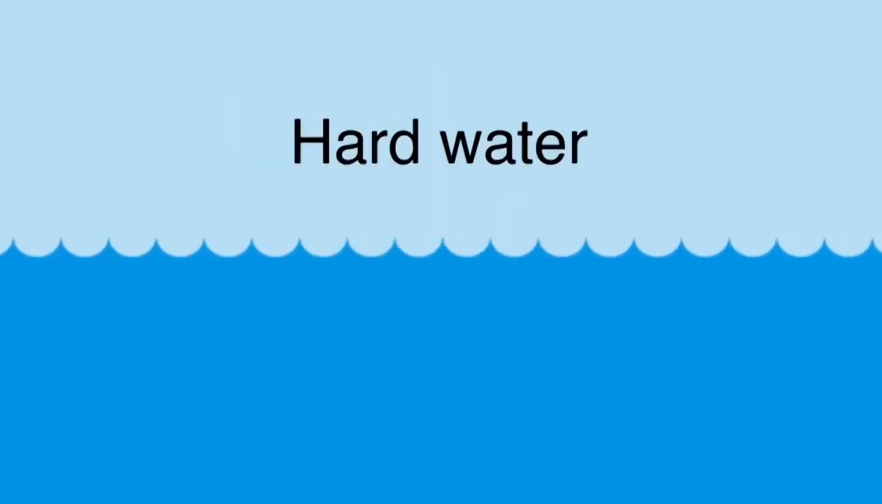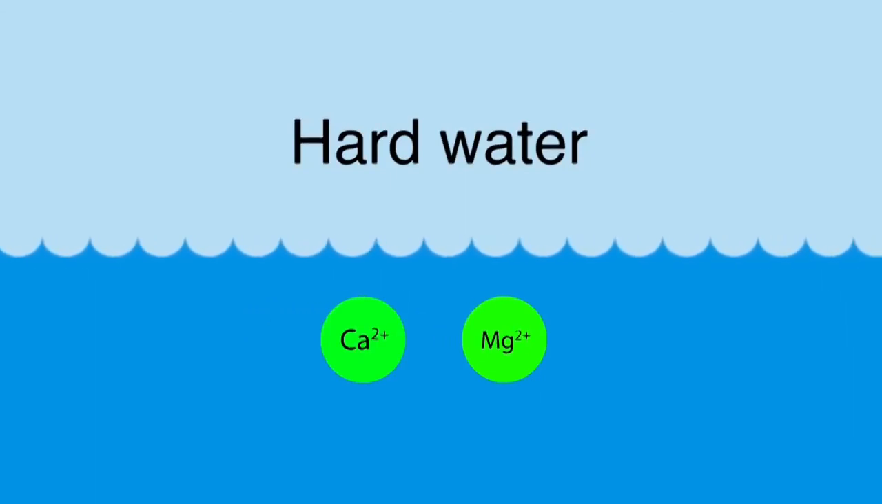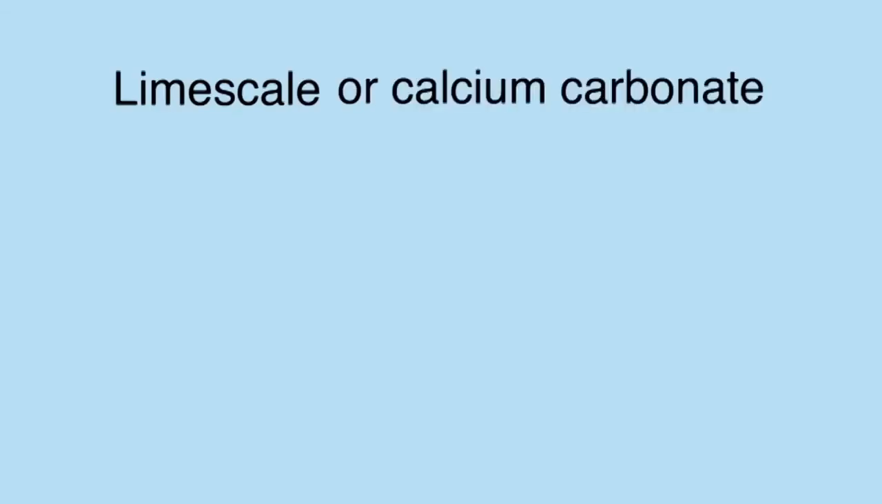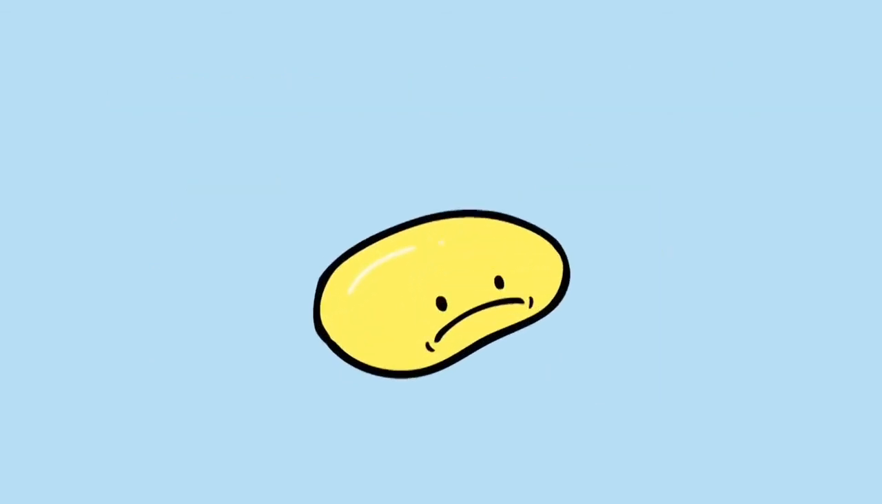Hard water is water that contains calcium and magnesium ions. This is an issue because we know that they form insoluble salts. This can be seen as limescale or calcium carbonate deposits around water faucets or at the bottom of your water kettle. These ions also make it difficult for soap to lather.